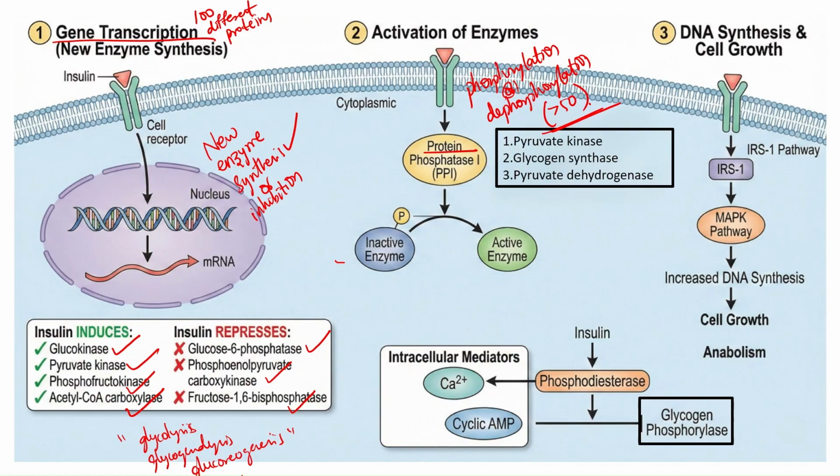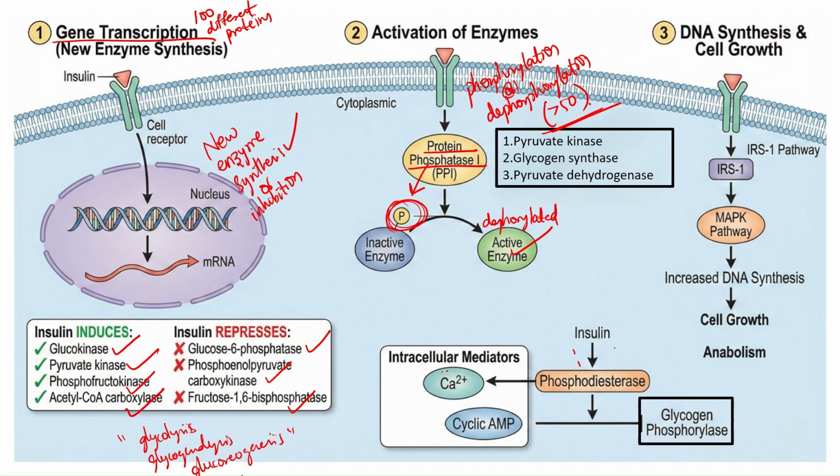Insulin activates protein phosphatase 1. This specific protein acts like a pair of molecular pliers, removing the phosphate groups from the inactive enzymes. Some of the enzymes are inactive because there is a phosphate group, because they are in the phosphorylated state. Protein phosphatase 1 will remove this phosphate group, and because they are dephosphorylated, these enzymes will be activated. That is how the enzymes are activated and deactivated.